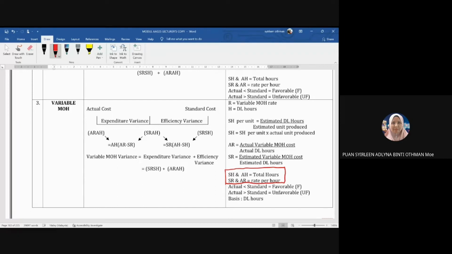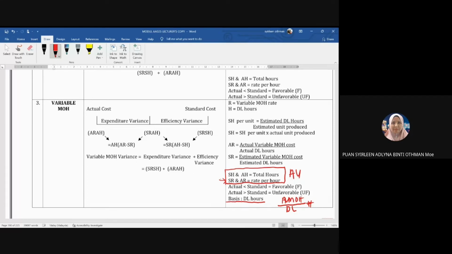So dalam soalan ni, kalau kita diberi standard rate atau actual rate for one unit, like just now is 1.5. So nak dapatkan total hours, I kena darab dengan actual unit produce. Okay, tapi untuk SR dengan AR, I boleh guna terus rate per hour. Okay, alright, that is one. Okay, yang kedua kamu tengok dekat bawah ni. Basis untuk VMOH ialah direct labor. Okay, so kalau kita nak bahagikan standard rate tu, let's say you already have the actual variable manufacturing overhead. So kalau saya nak dapatkan rate untuk satu unit, saya akan bahagi dengan direct labor hours. Okay, ini maksud dia lah, the basis is direct labor hours.